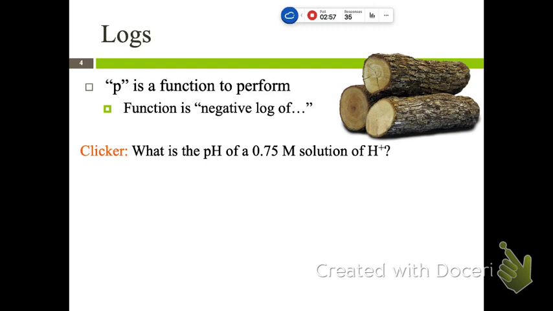Okay, let's write this one out. I don't know if this is a great one to have student input on because we're just using the equation that we talked about. So remember, P means the negative log of. H is referring to H plus ion concentration. So you want the negative log of the H plus ion concentration, 0.75 molar, equals 0.12.